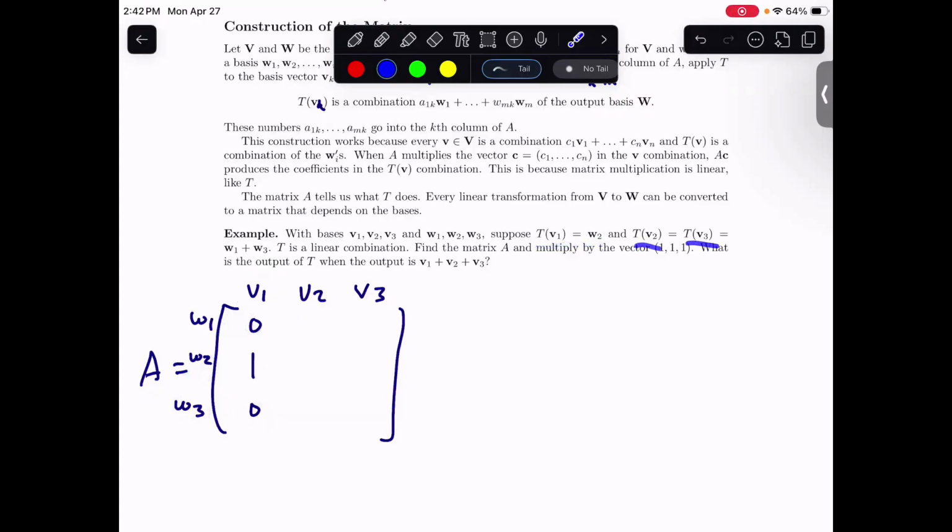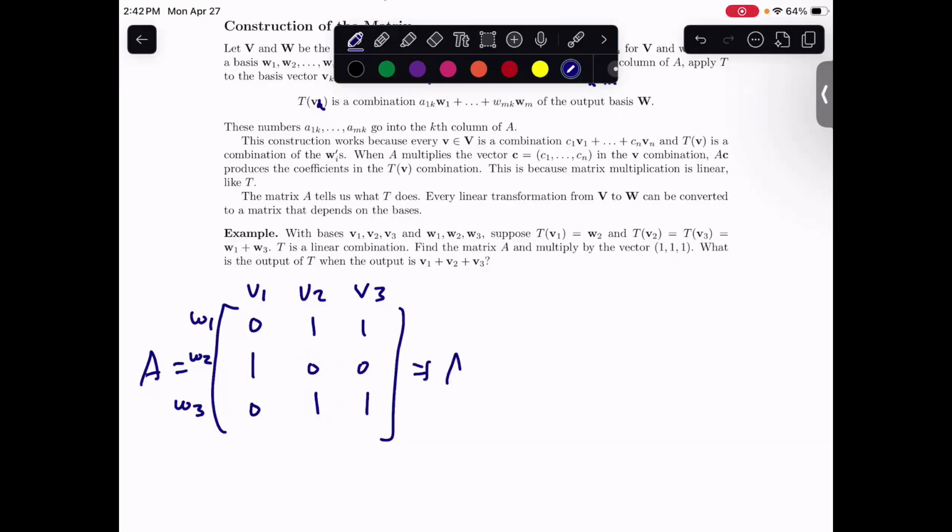And then T of V2 and T of V3 are the exact same. They end up being 1 times W1 plus 0 times W2 plus 1 times W3. So the weights are given by 1, 0, 1, right? Because T of V2 is 1 times W1 plus 0 times W2 plus 1 times W3. And then we have T of V3 is equal to T of V2, so you get the same column over again.